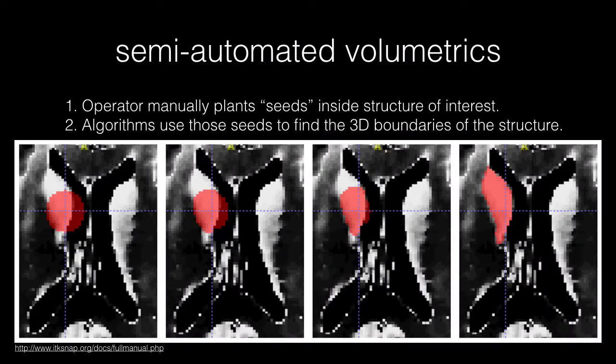The identical output, which you'll recall is just a labeled set of voxels for a particular structure of interest, can be produced using a semi-automated method that might require less time and input from human operators. So on this slide, you see a time series of images showing an example of one semi-automated technique. In a software package called ITK Snap, the operator can place quote-unquote seed spheres within a structure of interest, and then the software's algorithms use the contrast within the image to try to find the boundaries of the structure.